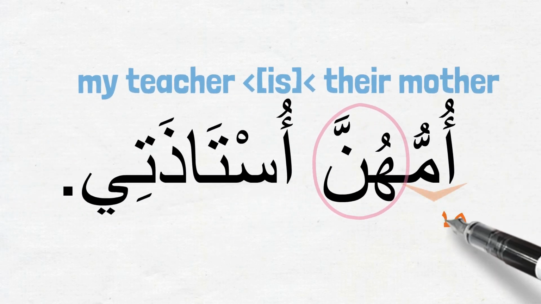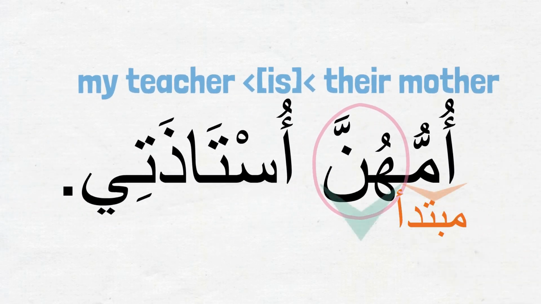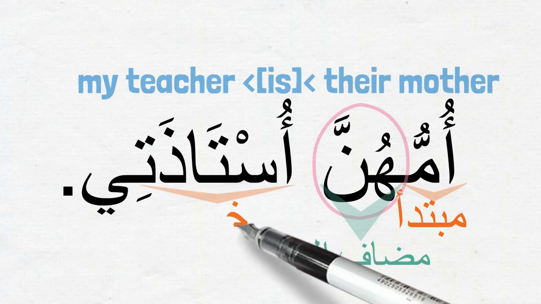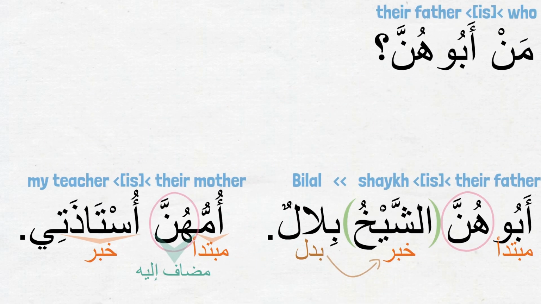In the next sentence, mubtada is ummu, وهو مضاف, and hunna is مضاف إليه. What do you think is the khabar? Ustadati is the idafa of ustadatu and ya'ul mutakallim. And the khabar is the ism marfu' ustadatu.